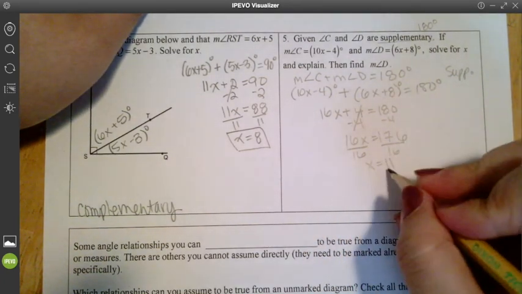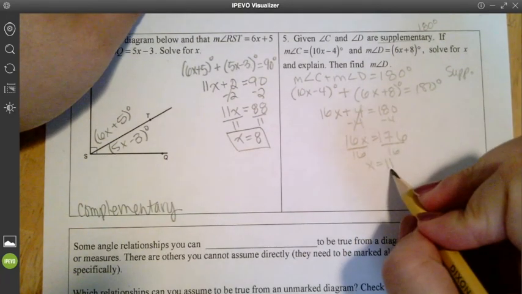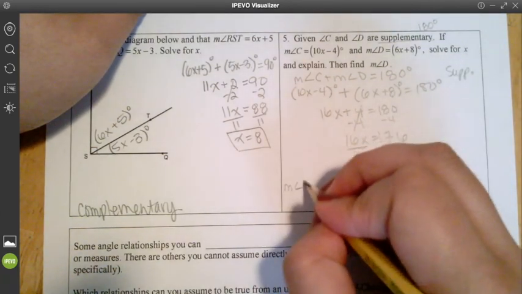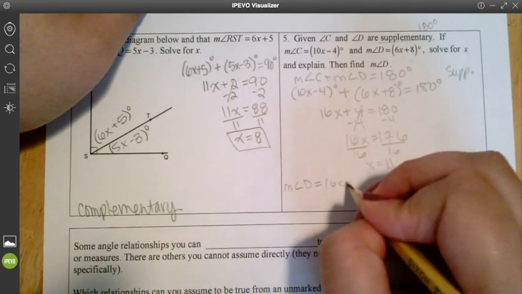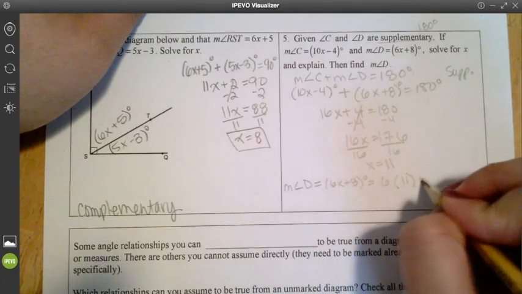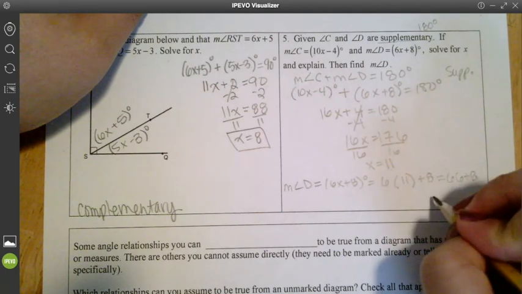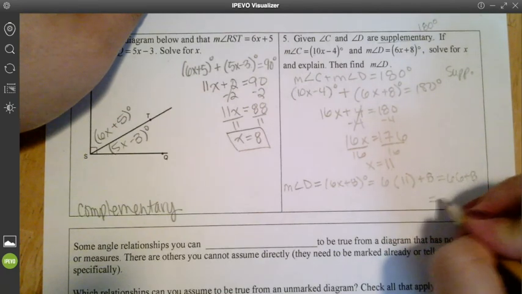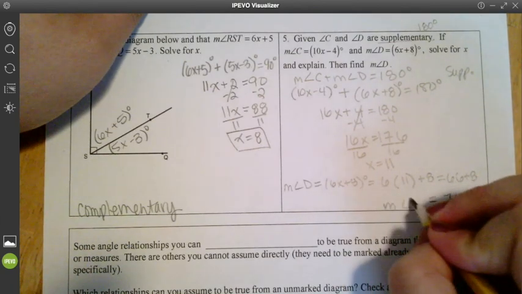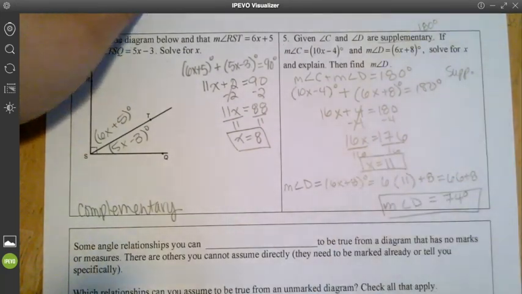Okay, so now we use the definition of supplementary angles to find that x is 11. And then we also want to find the measure of angle D. Well, the measure of angle D is 6x plus 8. 6 times x plus 8. 66 plus 8 gives us 74 degrees for the measure of angle D. So we've got two parts to our answer here.